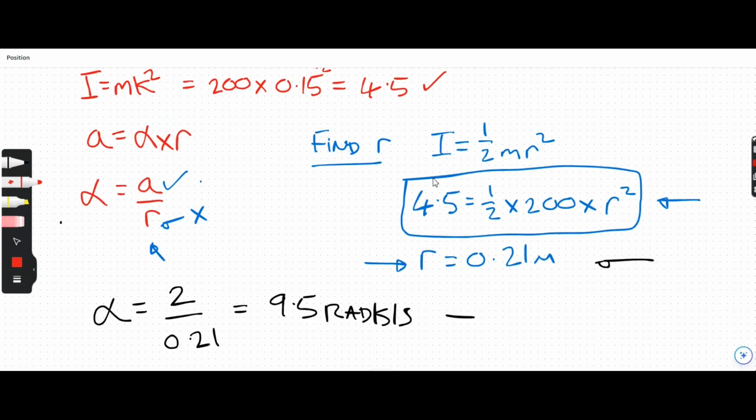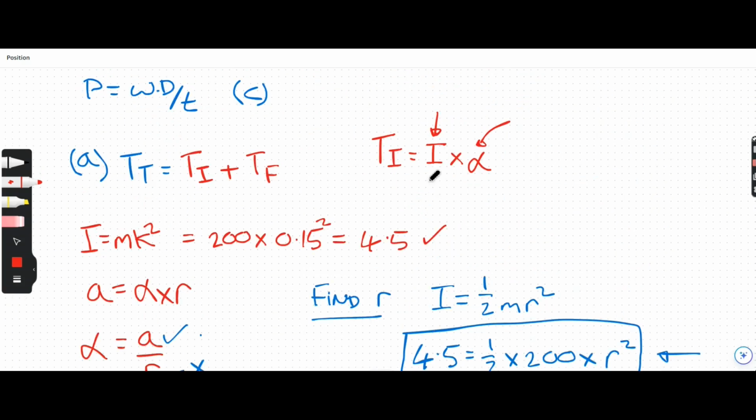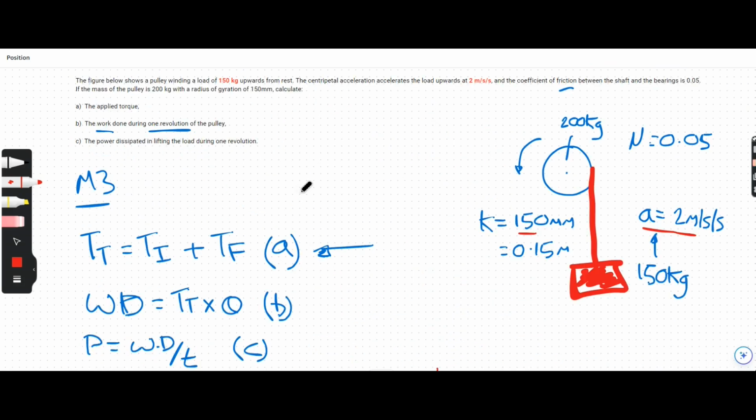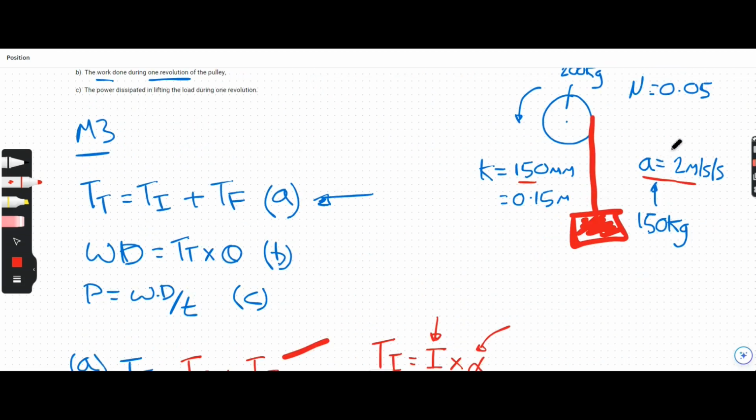Okay, but we've got to find as well this thing here, this frictional torque, because we've got to overcome inertia and friction. So we've got a couple of things here which we can use. I know that the friction coefficient is 0.05, and I know the mass of this thing being pulled up is 150, because that's going to create a force.